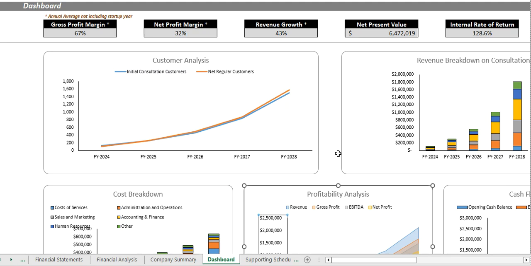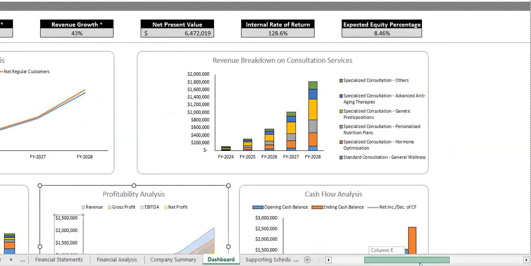Moving on, we have the dashboard. Dashboard shows us the different kinds of scenarios like customer analysis, revenue breakdown, cost breakdown, profitability analysis, cash flow breakdown, and other stuff in pictorial manner. Here, the user can see where the business stands or what is the situation in graphical manner. The dashboard also shows us the gross profit margin, the net profit margin, the revenue growth, the net present value, the internal rate of return, which is the IRR, and the expected equity percentage.